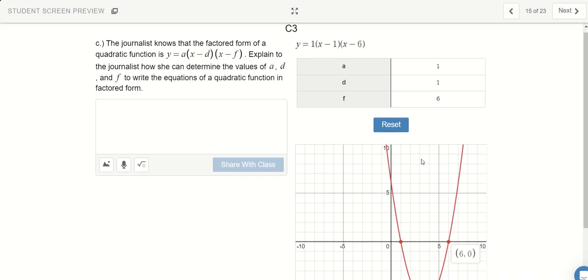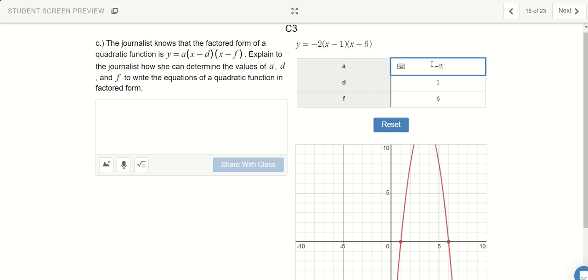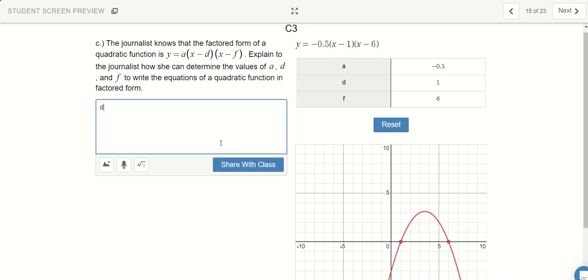Right? If I want to change the sign, I can change the a part. I can make it negative. I can make it taller. I can make it shorter. So a kind of stretches the graph. So D and F are the x-intercepts. A is going to determine where the parabola faces and how much it stretches.